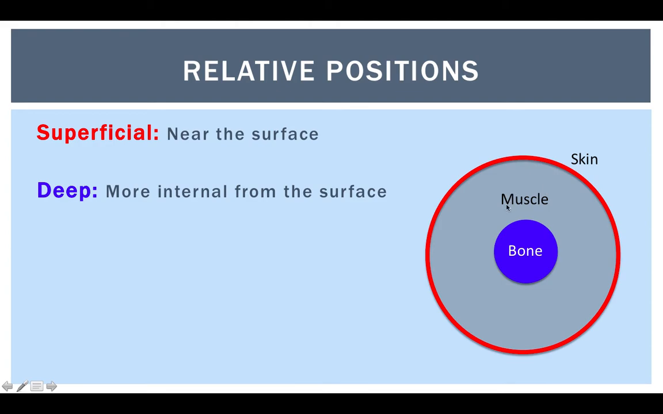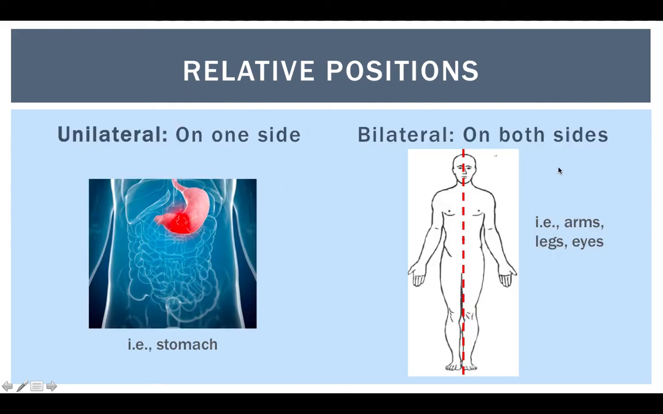So then you could say the muscle is superficial, closer to the surface, as compared to the bone. And the muscle is deep, further internal than the skin. So the muscle is superficial to the bone and deep to the skin. The bone is the deepest part of this diagram, and the skin is the most superficial.